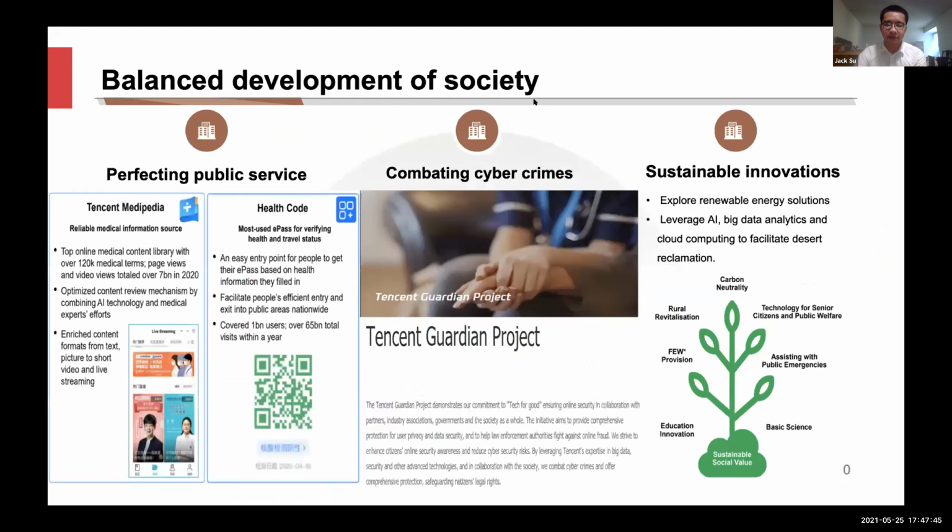Apart from advanced technology, Tencent also has created many handy services like the health call, which plays a crucial role in fighting the COVID-19 for people and governments, protect user data, crack down on cyber crimes in internet security aspects, as well as a series of measures to support sustainable development of our society.